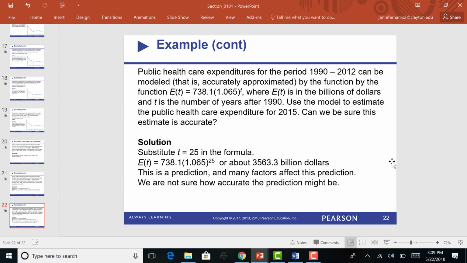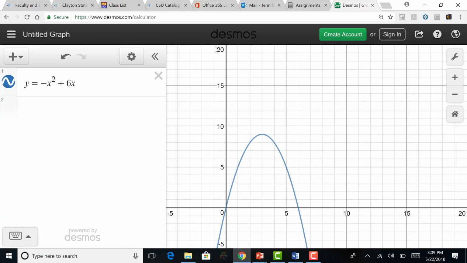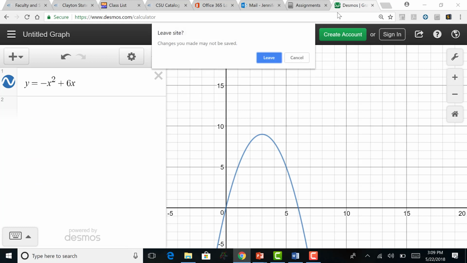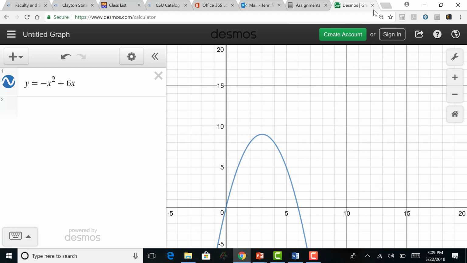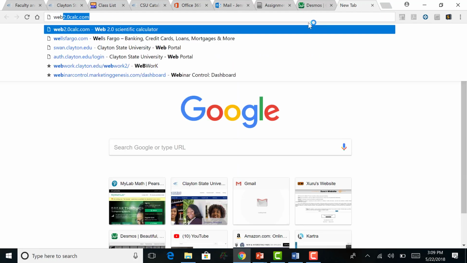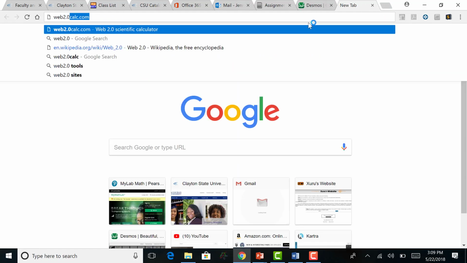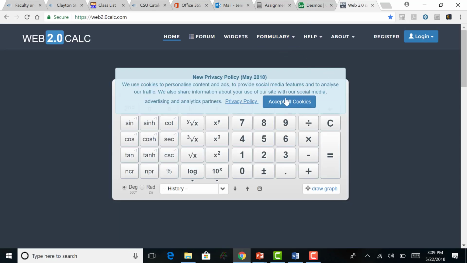Did y'all get the answer we got? Did y'all get something different? Well, let me show you the web calculator that I usually use in class, so that if I need to actually calculate, you won't be allowed to use it on a test, but I will show you where it is. All right, web2.0calc.com is an online calculator. You don't have to download it or anything.